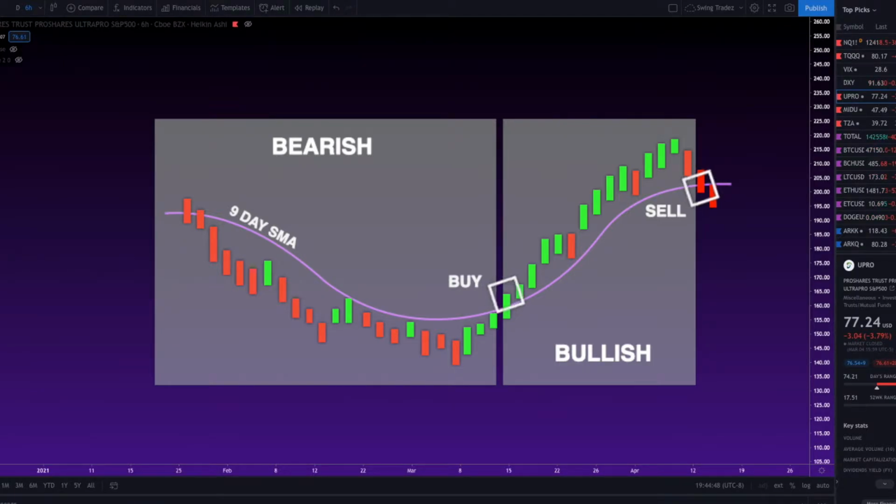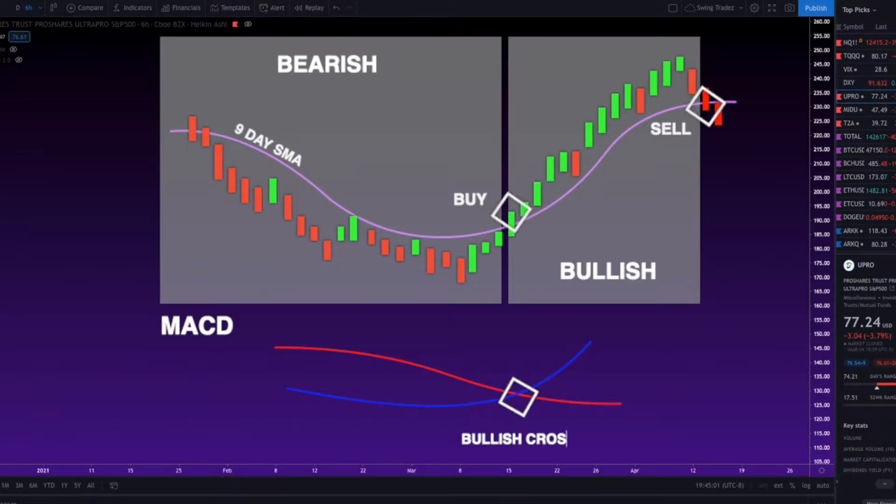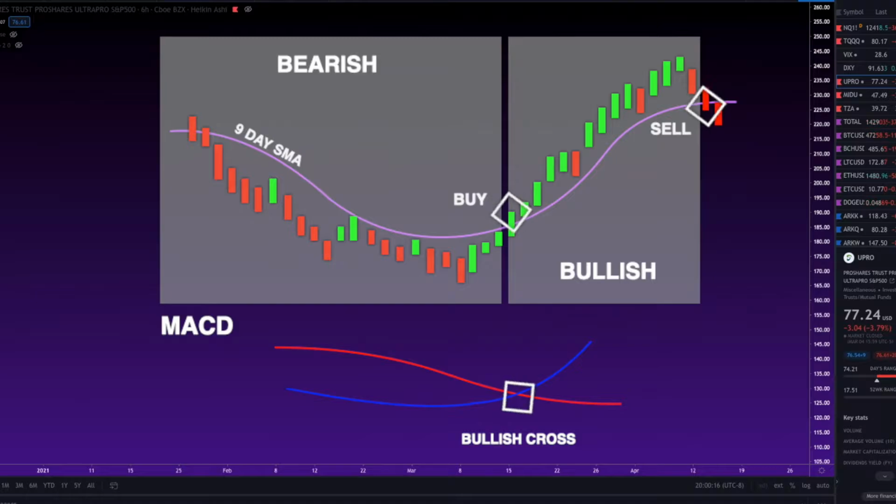I avoid using the shorter SMA to avoid too many sell signals. Now we use the MACD as a second buy signal, and I wait for both the bullish cross and a candle crossing through the SMA to buy. Now if we get a bearish MACD, but the price action is above the SMA, I will not sell. I will only sell when we get a red candlestick that crosses the SMA.